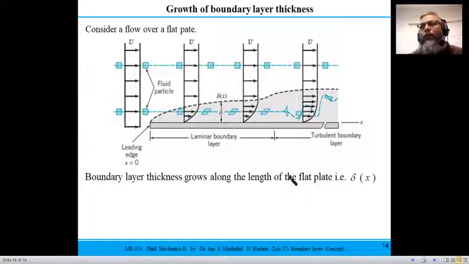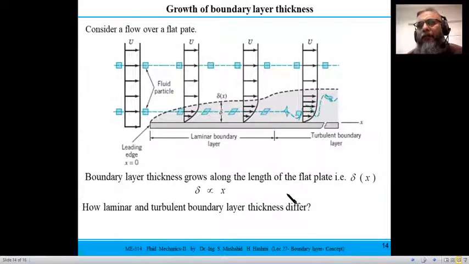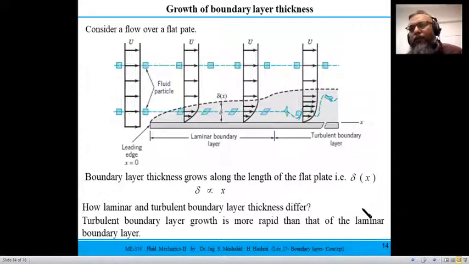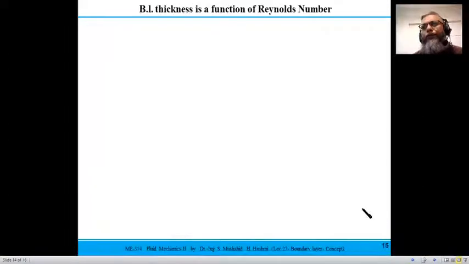If you look at the growth of the boundary layer thickness, we have already talked about that as you are moving along the length of the flat plate, this boundary layer thickness is changing. So it is not constant. This thickness is a variable which changes along the length of the flat plate. So the question is how the laminar and turbulent boundary layer thickness differ. Once you are in the laminar region, your boundary layer thickness is smaller, but you have a higher boundary layer thickness in the turbulent region. When you go into the turbulent region, your boundary layer thickness grows much faster than it grows in the laminar region. And we will see it mathematically in the later part of the course.